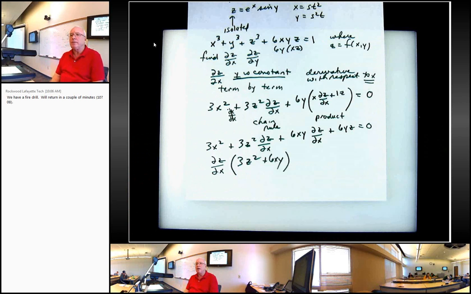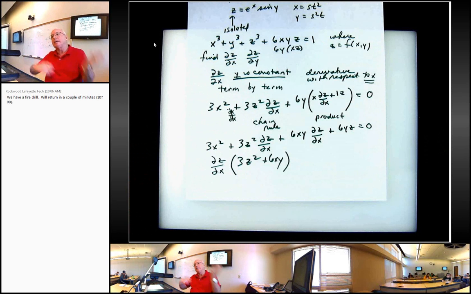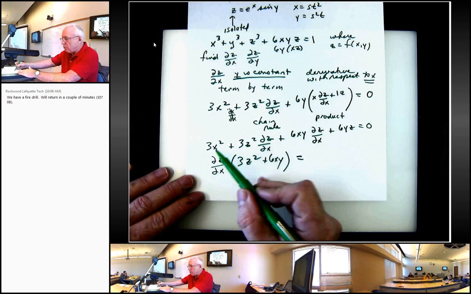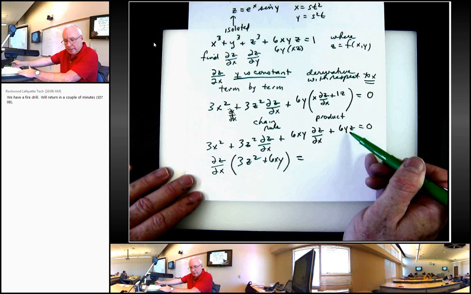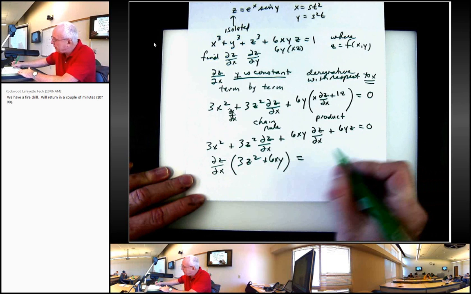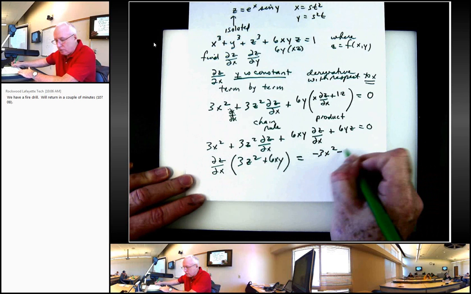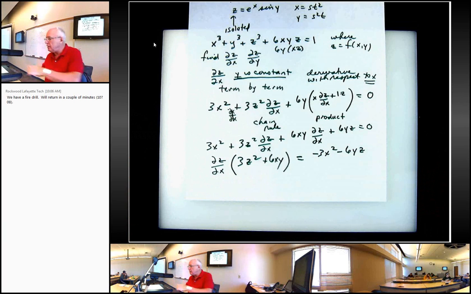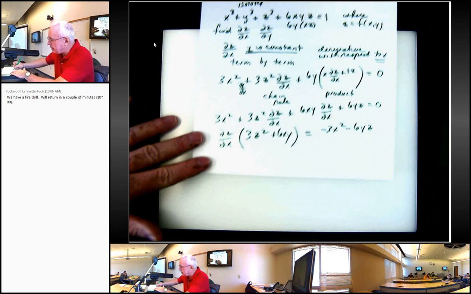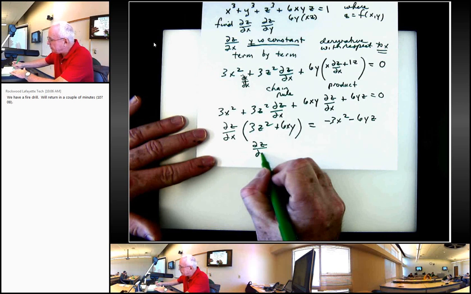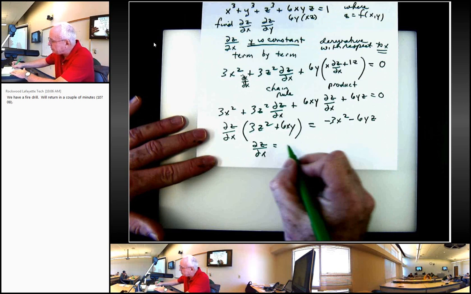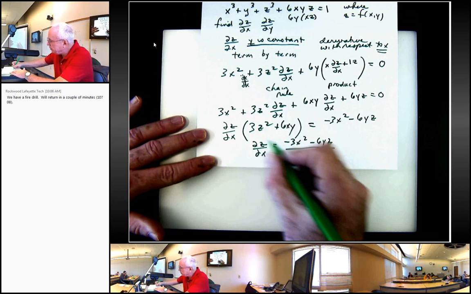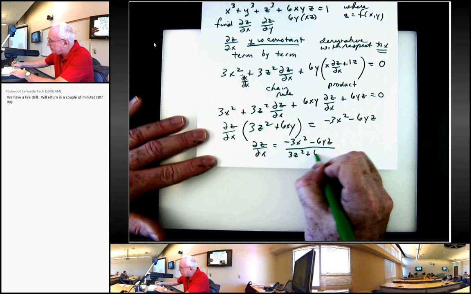Now the other stuff, the terms that don't have the dz dx, I need to move all over to the other side of the equation. So I've got to subtract 3x squared. I've got to subtract 6yz. So that gives us minus 3x squared minus 6yz. And then my last step is just to divide by what's multiplying the dz dx. So dz dx is equal to, it's isolated now, minus 3x squared minus 6yz all over this other thing, 3z squared plus 6xy.